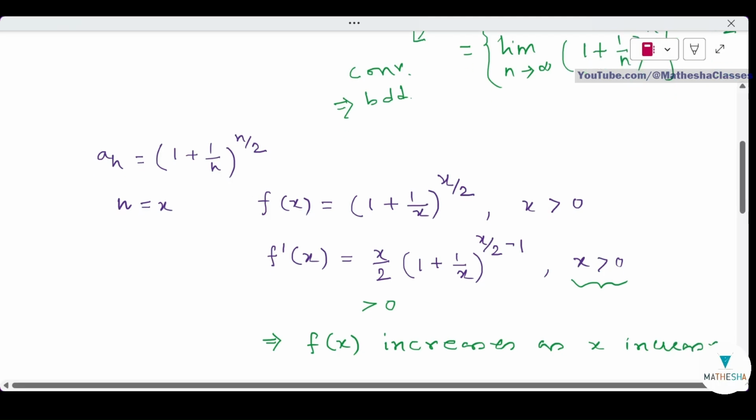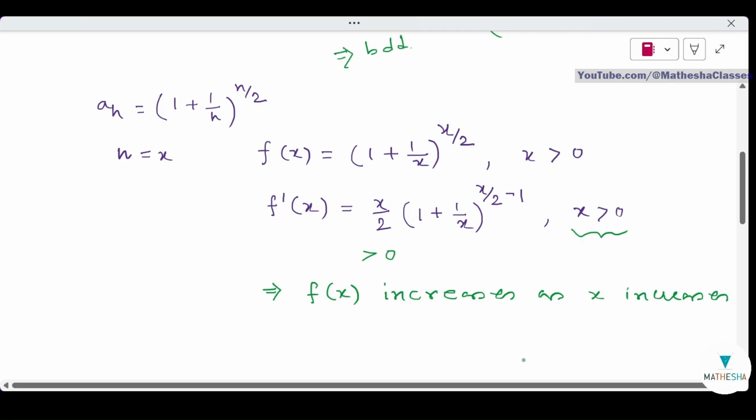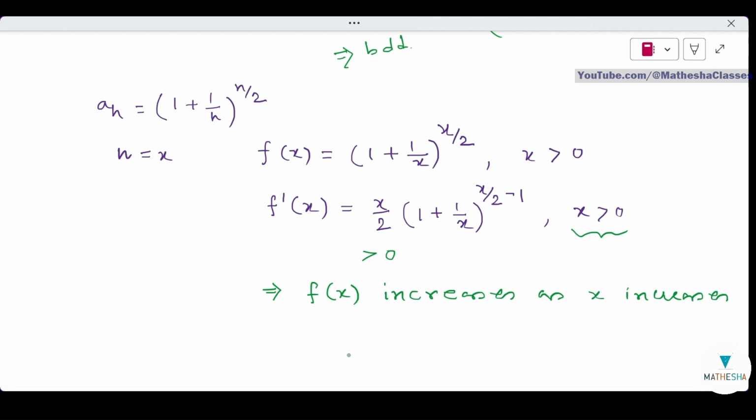x का वैल्यू जितना बढ़ेगा उतना ही fx का वैल्यू भी बढ़ेगा. So definitely n का वैल्यू अगर बढ़ेगा fn का वैल्यू भी बढ़ेगा. So just get back to the form of n. So as n increases, fn will increase. So definitely अब fn है क्या?